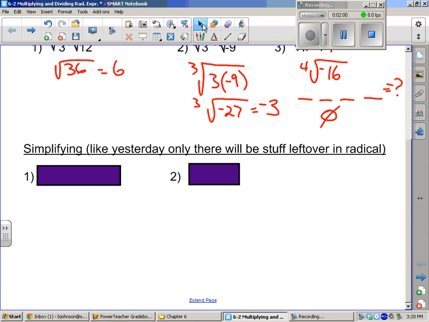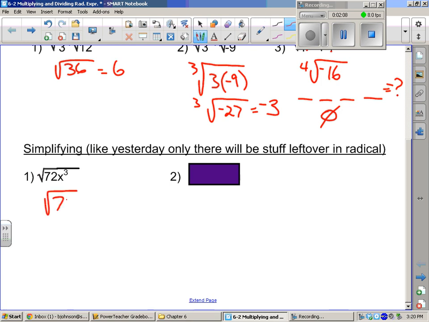Alright, this will be like we did in the last lesson. We're going to split them up. Square root of 72 and square root of x to the third. 72 we're going to break into, let's see, 36 and 2 are the two that I come up with. 36 is the biggest. And root 2 we can't do anything with, so we just leave it.